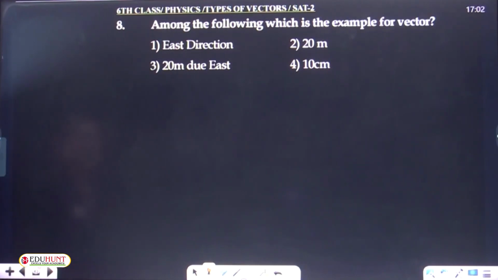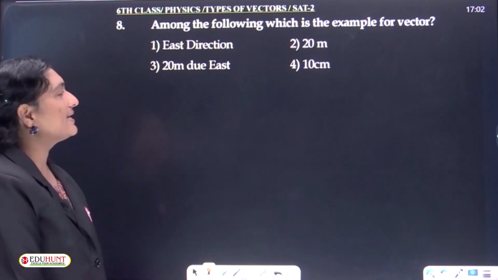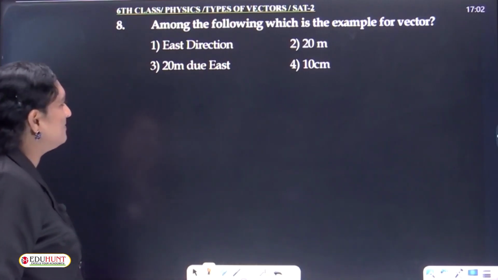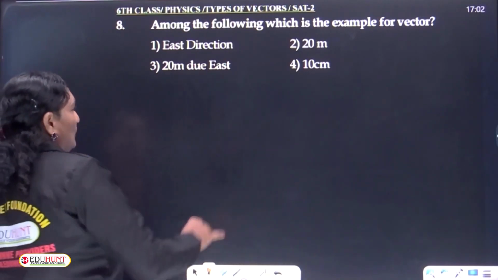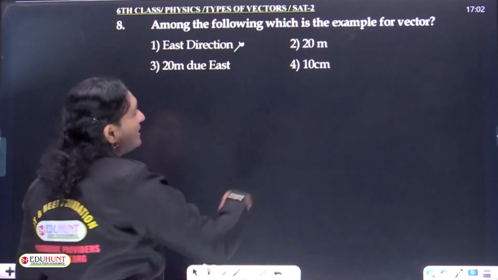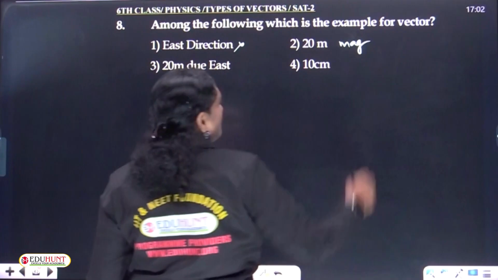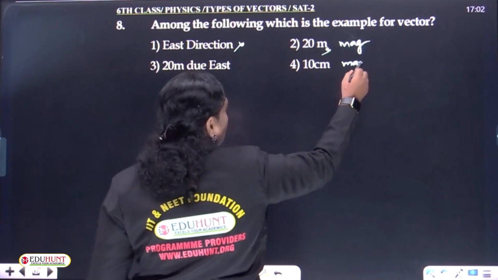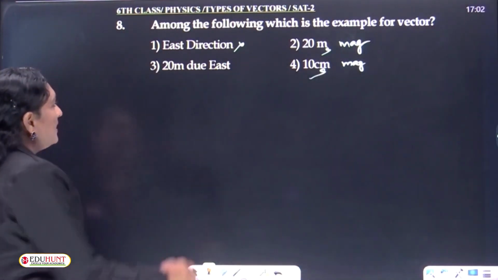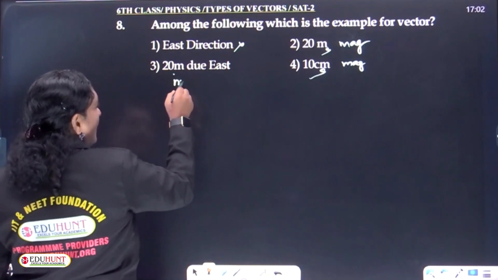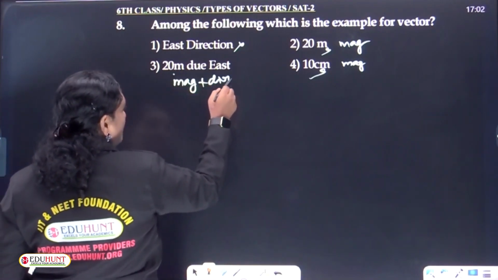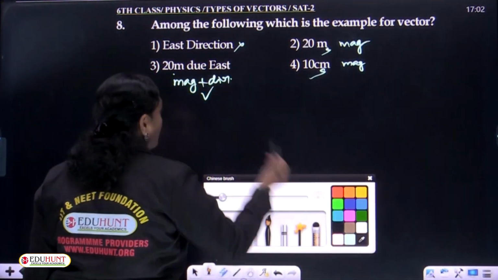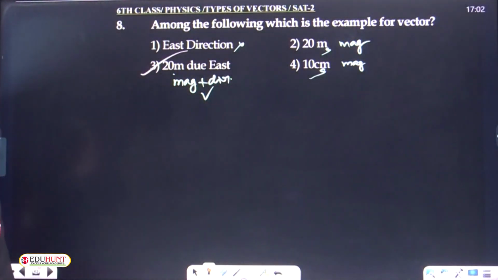So, moving ahead with the next question, children. Eighth one. Among the following, which is the example for a vector? So, east direction, no magnitude is given, but direction is given. So, it does not make any sense. 20 meter only gives your magnitude. So, this is purely a scalar. And 10 centimeters, it indicates magnitude. This is purely a scalar. And here 20 meters indicates magnitude, as well as east indicates your direction. If a quantity has both magnitude and direction, it comes under vector quantity. Hence, option 3 must be true.